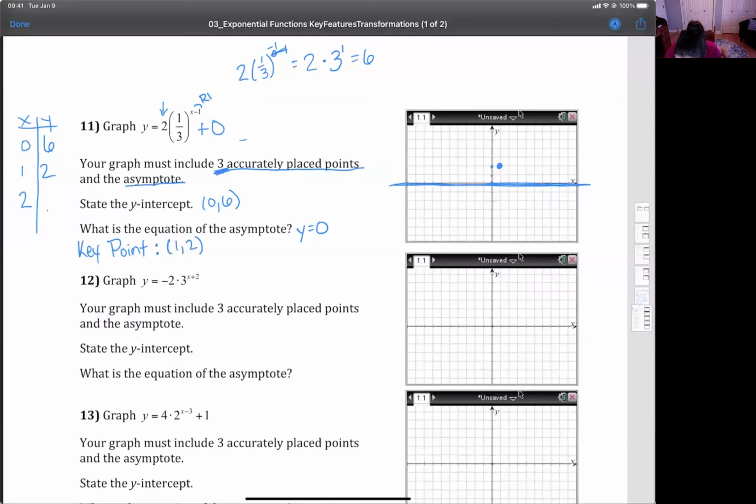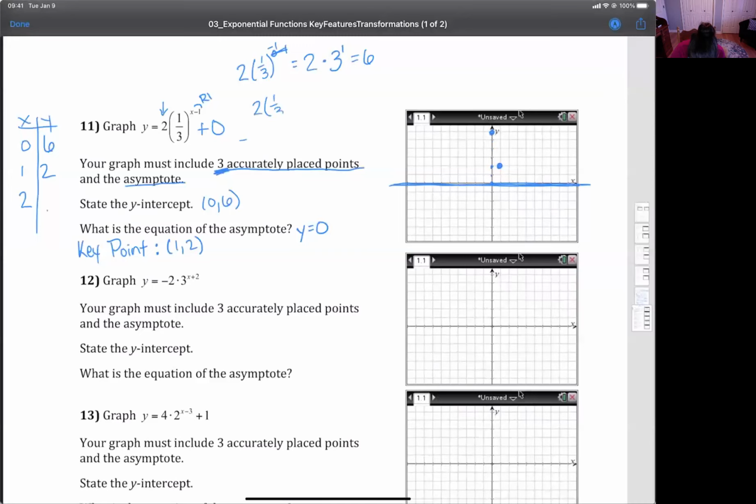So this is also a point that I could plot. 1, 2, 3, 4, 5, 6. There we go. And then I've got to find one more point here. So I'm going to plug in 2. If you want to plug in a different number, you can. I'm just picking stuff that's close to that key point. So I'm going to plug in 2 for my exponent.